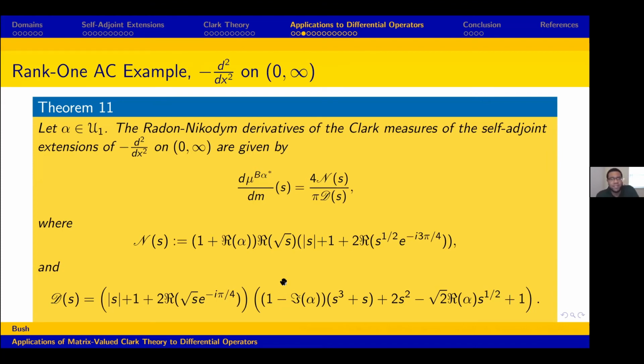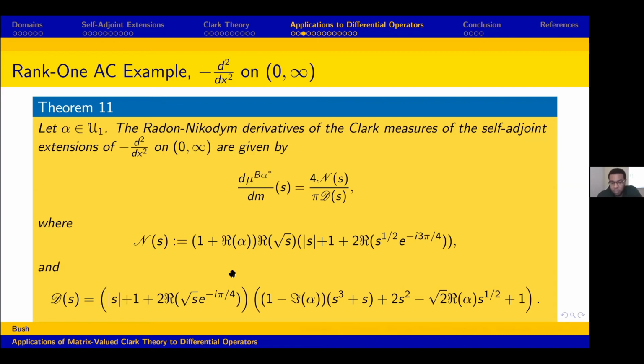So our first example, we're going to be computing the AC part of the spectral measure for the self-adjoint extensions of the second derivative on the half line, which are going to have this form. So it's going to be essentially 4 times this expression in S, and then divided by this expression here.